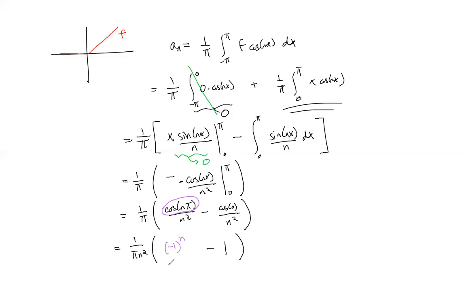Great, so you can also write this as 1 over pi n squared times a piecewise function, depending on whether n is even or odd. If n is even, this becomes 1 minus 1, which is 0. And if n is odd, this becomes negative 2. So that's another way to write it, but you could just keep it in this formula if you'd like. Any questions on this computation? Hopefully I didn't make any mistakes.